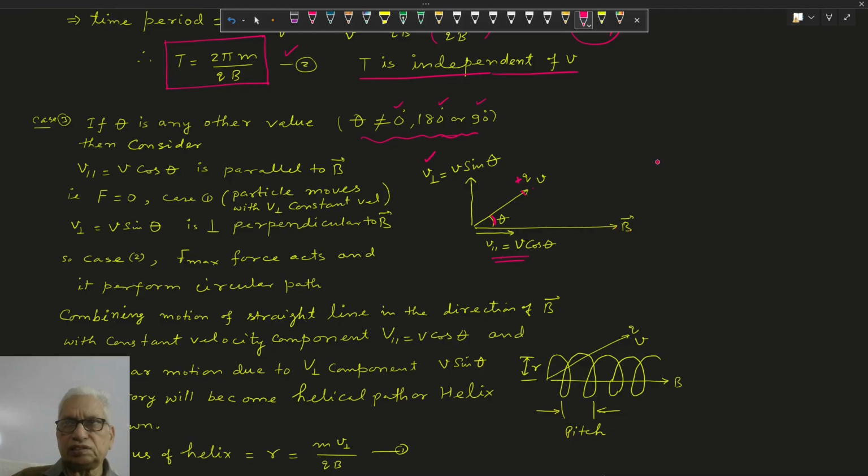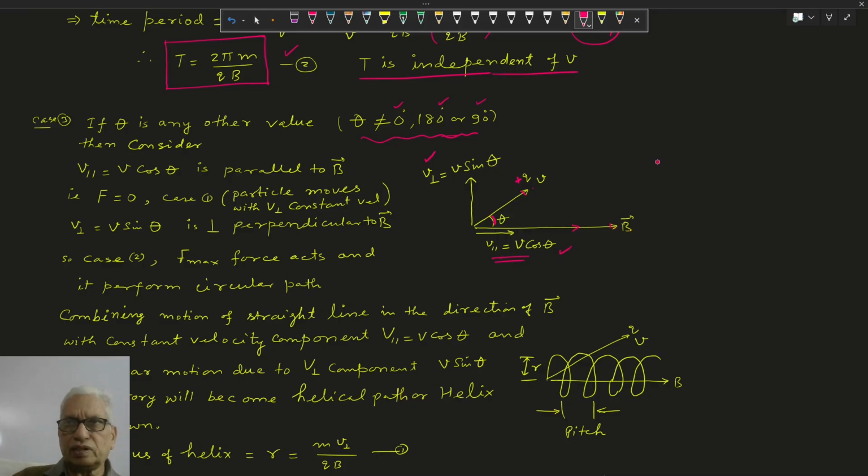Velocity v cos theta and B are parallel, theta is 0, there is no force on it, so it is moving with the same velocity v cos theta. No force, no acceleration, constant velocity in the direction of the magnetic field. Horizontal component we can say.